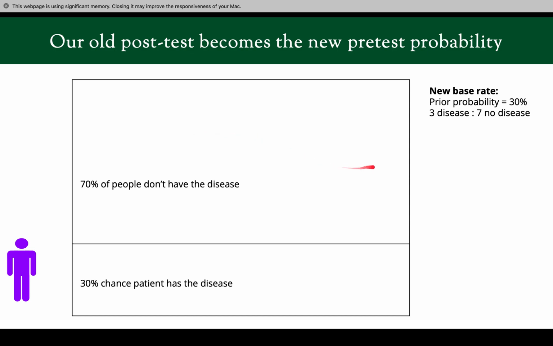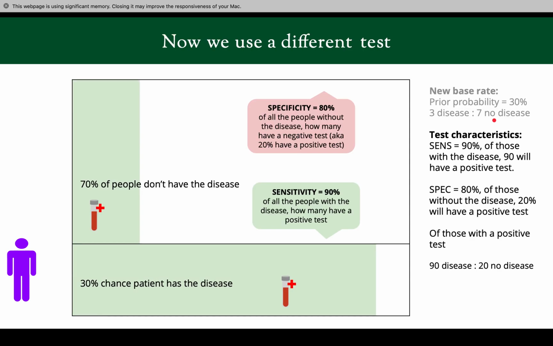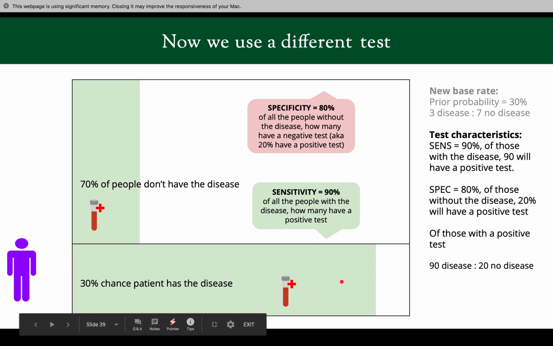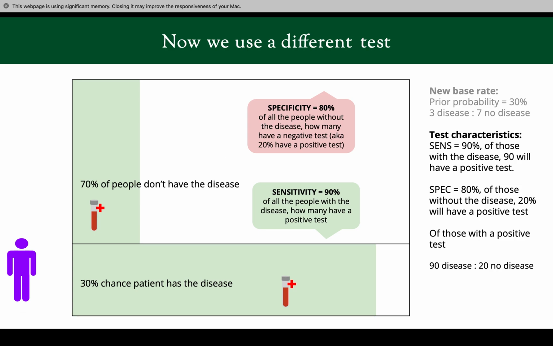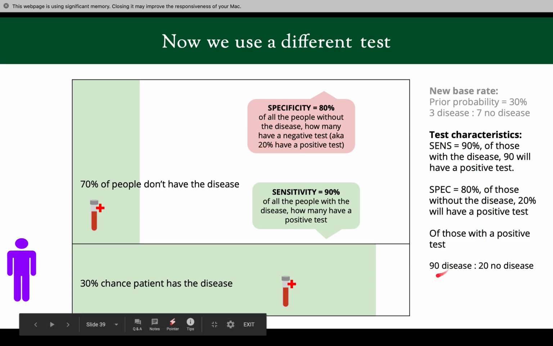All right, so we have a new base rate now. It's 30%, so there are 3 people with the disease for every 7 that don't have the disease. And we're going to use now a new test with new testing characteristics. All right, and this one has a sensitivity of 90% and a specificity of 80%. And that means of all the people who have the disease, 90% of them are going to have a positive test. And of all the people who don't have the disease, 20% of them are going to have a positive test. Right? And so we could say 90 positive tests for those with disease and 20 positive tests for those with no disease.